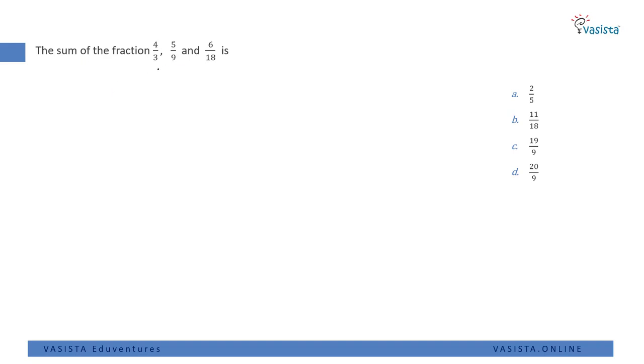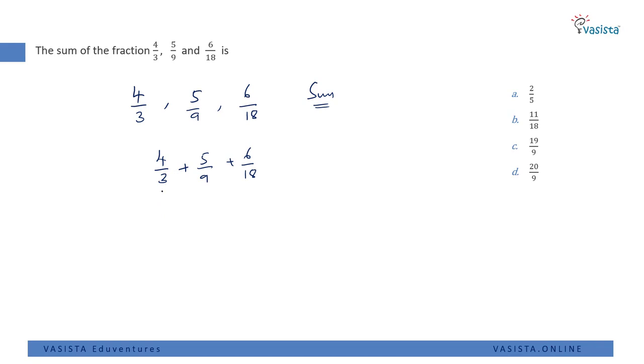They have given 3 fractions, that is 4 by 3, right, and 5 by 9 and 6 by 18. So we are supposed to find the sum of this, right? So let me go with this: 4 by 3 plus 5 by 9 plus 6 by 18. Now observe the denominators. The denominators are different here.